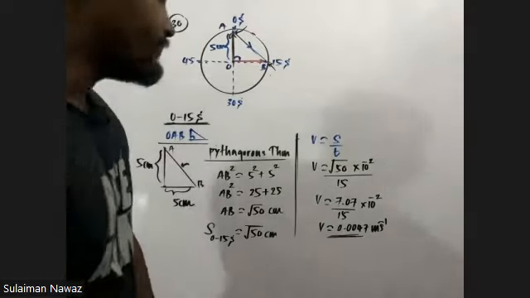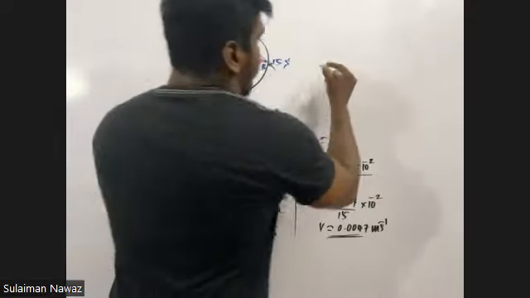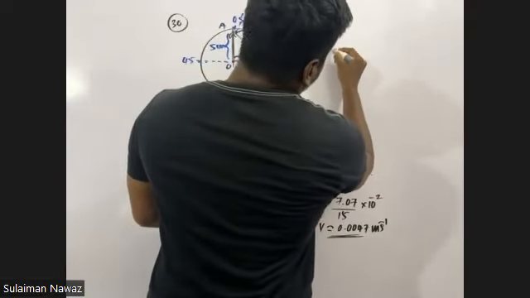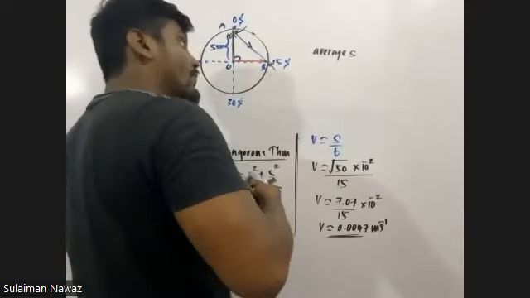Average speed. Now we know that average speed means what? We learned that average speed means total distance over total time.